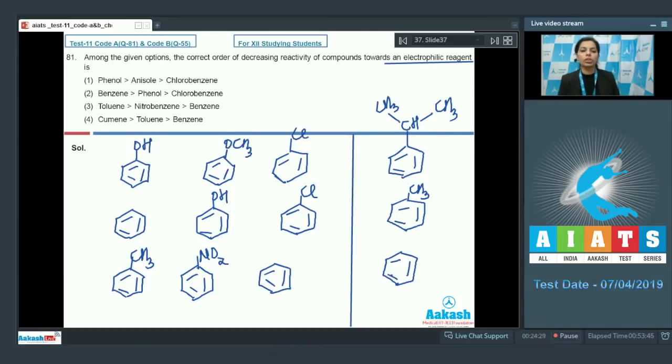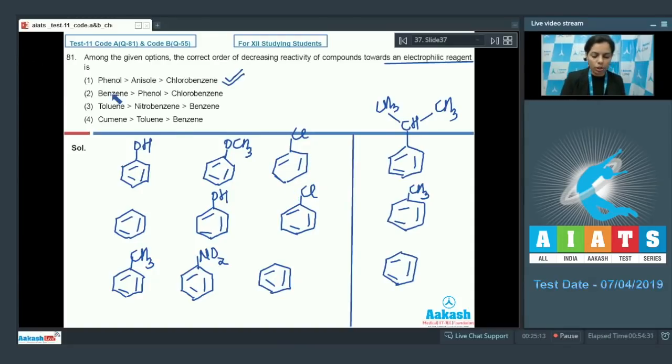Now we have to arrange them in the correct order of decreasing reactivity towards an electrophile. It means we are talking about electrophilic substitution reaction. If we talk about phenol, we have this OH group here. This is an electron releasing group, plus R group it is, and this increases the reactivity towards electrophilic substitution reaction. So in this case it is increasing the reactivity. It means it is most reactive. Further, if I talk about OCH3, in this case presence of this CH3 is reducing its reactivity towards electrophilic aromatic substitution. Further, there will be the turn for the chlorobenzene. So first is correctly given.